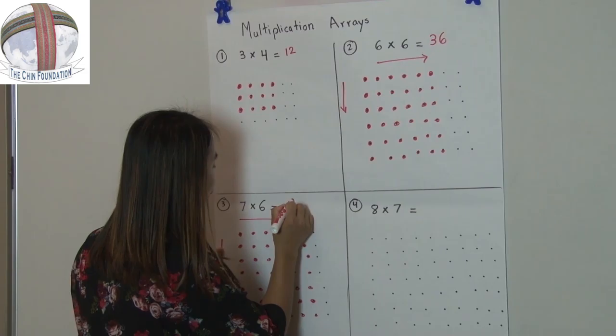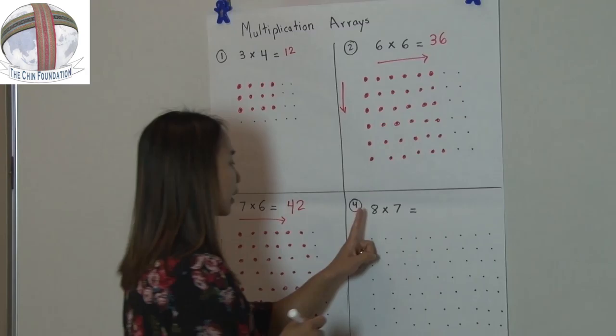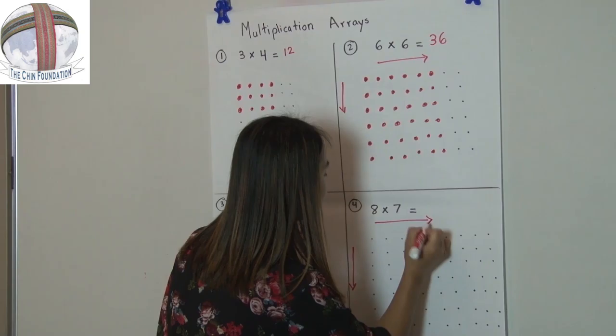1, 2, 3, 4, 5, 6, 7, 8, 9, 10, 11, 12, 13, 14, 15, 16, 17, 18, 19, 20, 21, 22, 23, 24, 25, 26, 27, 28, 29, 30, 31, 32, 33, 34, 35, 36, 37, 38, 39, 40, 41, 42. 42. So the answer is 42. Okay, last one. 8 times 7, 8 is down, 7 is across.